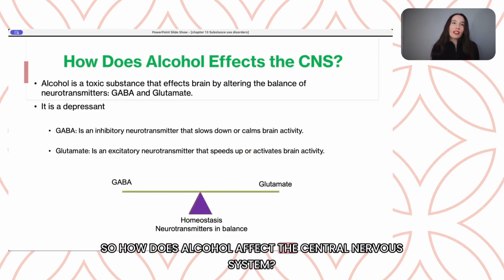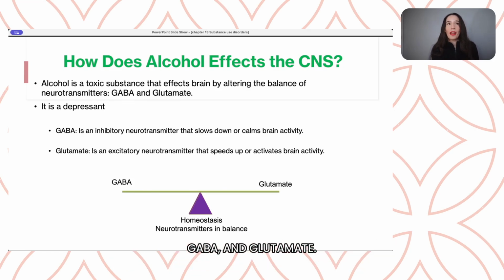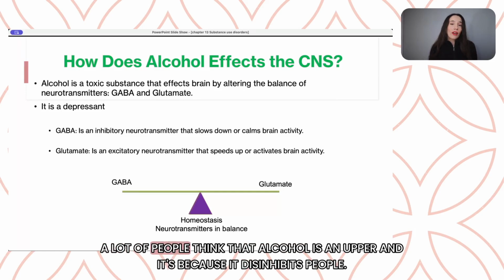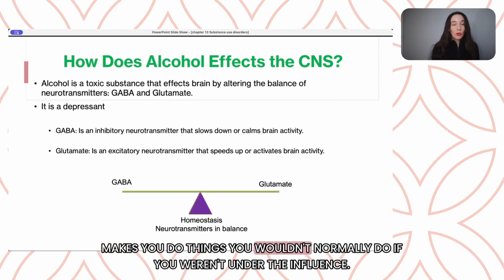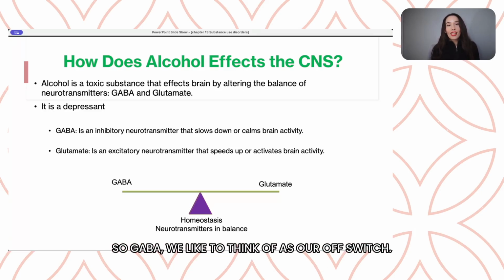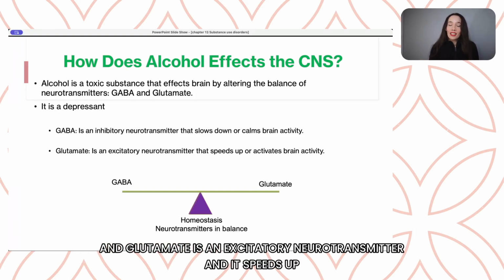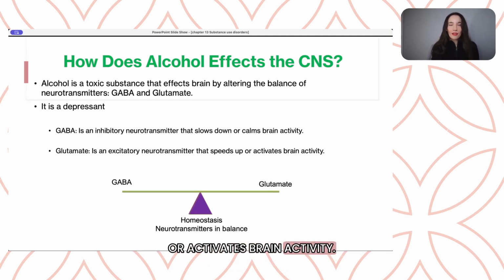So how does alcohol affect the central nervous system? It's a toxic substance that affects the brain by altering the balance of neurotransmitters GABA and glutamate. So it is a depressant. A lot of people think that alcohol is an upper, and it's because it disinhibits people. It makes you do things you wouldn't normally do if you weren't under the influence. However, it actually is a depressant on the central nervous system. GABA, we like to think of as our off switch. It is what calms us down. It puts us to sleep. And glutamate is an excitatory neurotransmitter, and it speeds up or activates brain activity.